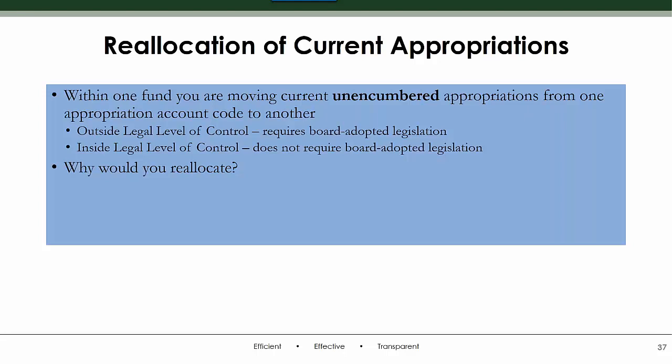So why would you reallocate? Well, the cost paid from an appropriation account has increased. Is anybody running out of operating supplies for fuel yet? Because man, the gas prices are crazy. And if you're trying to keep a fleet of vehicles on the road like police, fire, EMS, that's a chunk of money. And even if you budgeted high, it's getting higher.